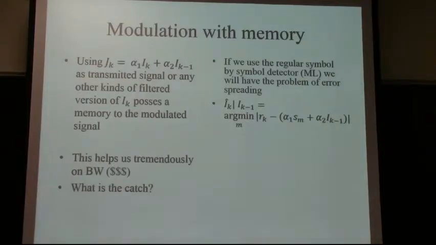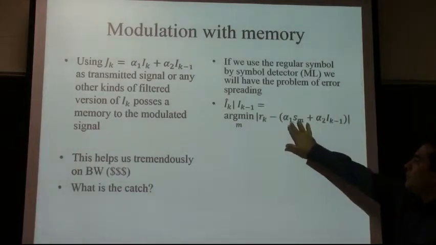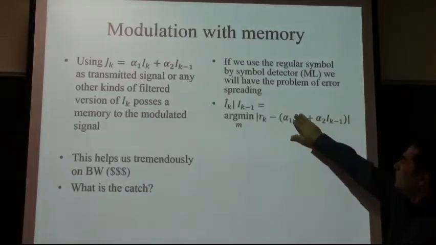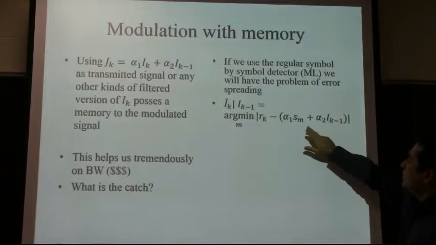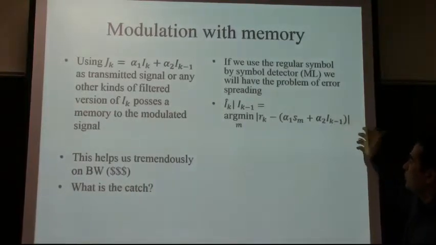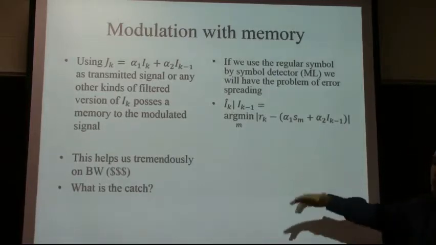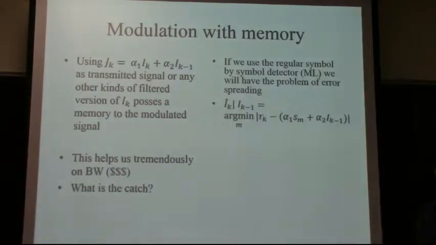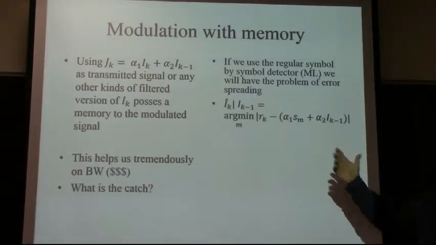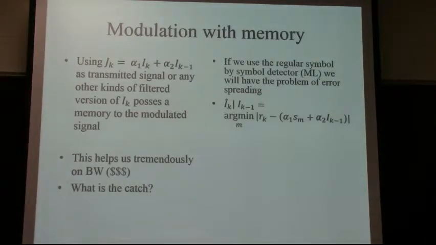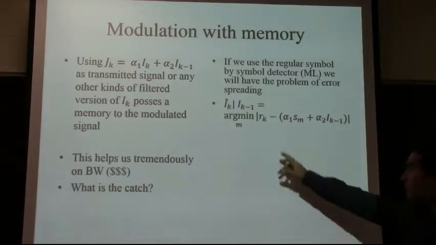Suppose that we have decided on Ik-1 and we want to decide on Ik. The optimum, in this case, based on the maximum likelihood receiver, will be the argmin over the system model. We know what alpha 1 is, we know what alpha 2 is, and we just decide on Sm, where m is 1 to M, which is the symbol number. Just put all of the Sm inside and see which is the nearest symbol to the received sample in this format.